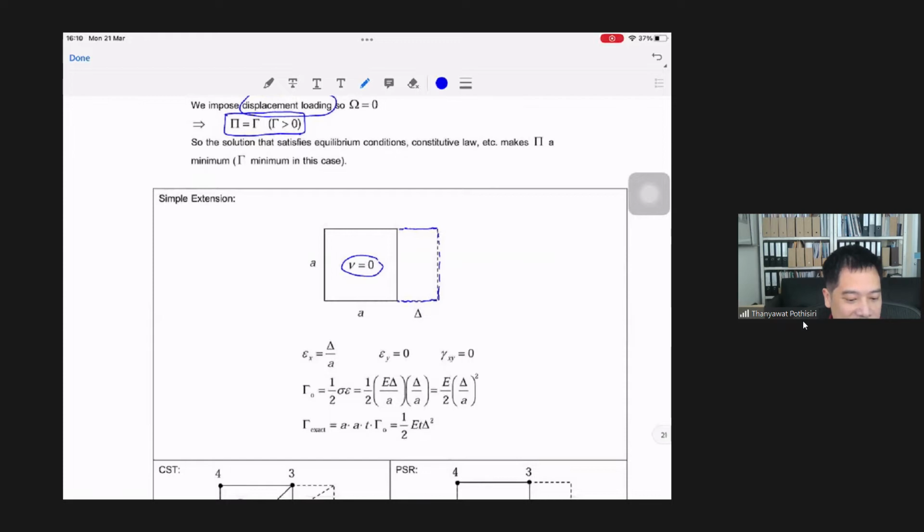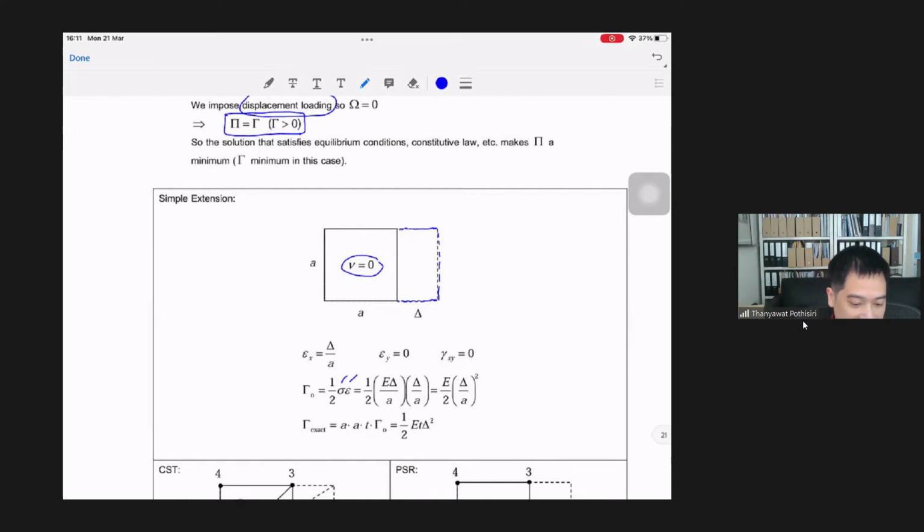So looking at this simple extension, if we try to compute the strain energy, you can compute it by first computing the strain energy density function, right? The strain energy density function means the strain energy at any point within your structure. If you look at any point within your structure, you will see the value of stress and strain. Because it's a simple extension problem, at any location within your structure you would get the same value of stress and the same value of strain.